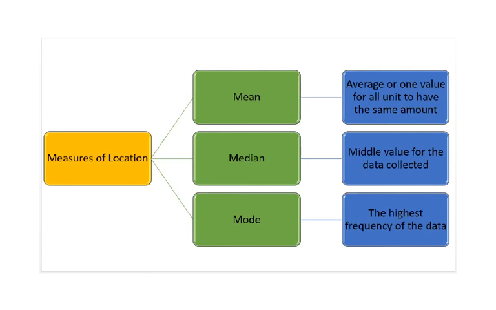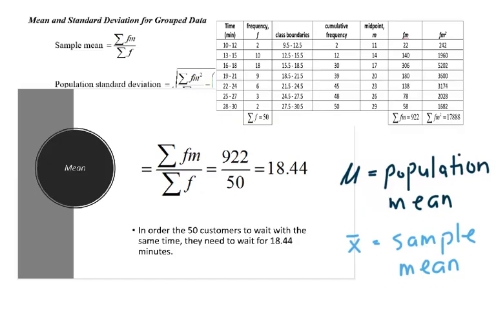Alright? Let's say that we are focusing on grouped data. Let us go with the calculation of the mean, median, and mode for grouped data. The first calculation is the mean. The formula of the mean is the total of Fm divided by the total of F. Note that for the calculation of the measures of location, whether you are doing it for a population or a sample, the formula is still the same.